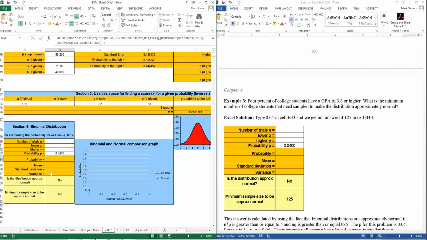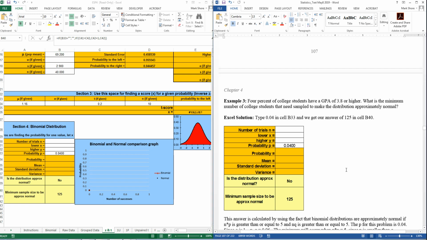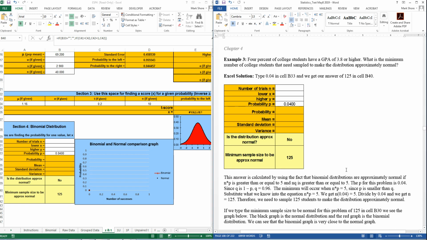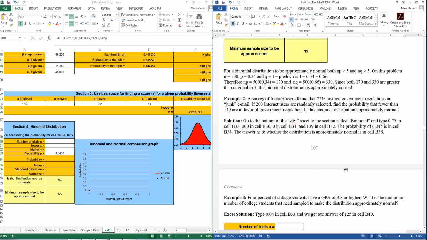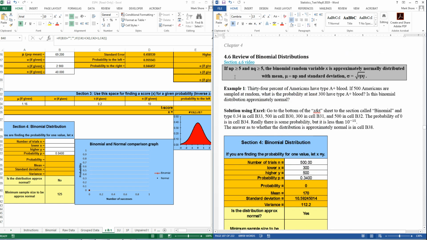Now, we don't get any answer for probabilities. The distribution would not be approximately normal, but right here is the important thing, is that the minimum sample size for this distribution to be approximately normal is 125. Now, the way they did this without Excel is to use the formulas up here, that n times p and n times q has to be greater than or equal to 5.